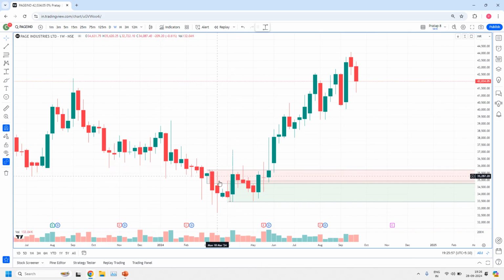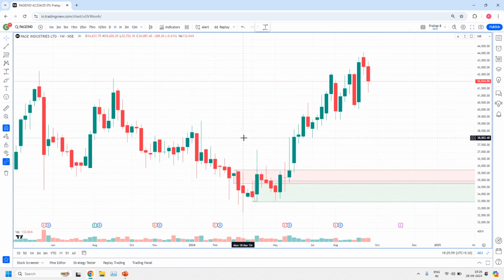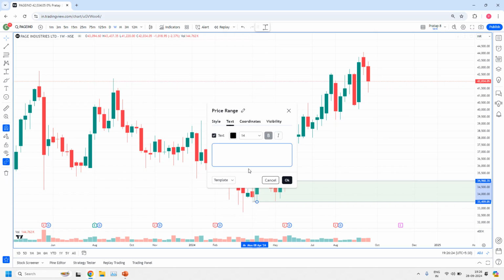See, first time what happened, this weekly supply zone is violated after prices reached here. The trend was a downtrend. Now the downtrend is changed to sideways because of the supply zone violation. Because supply zone is violated, let me delete this. Because supply zone is violated, this weekly demand zone is a trend change horizon. This is a TCO demand zone.